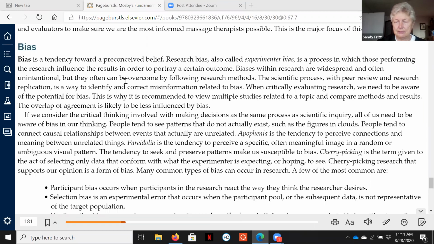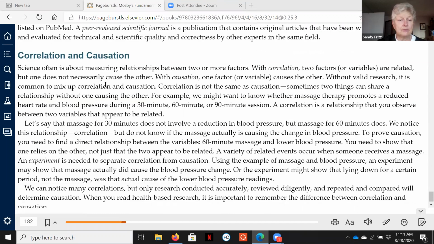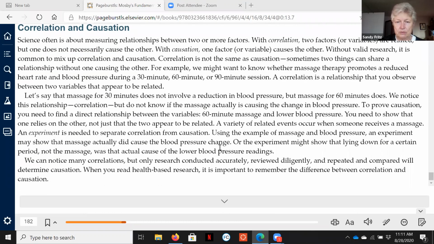Everybody biases things, and so the scientific method in and of itself is a way to minimize the influence of bias. There are lots of different kinds of biases and ways it influences our decision making. You might want to do a search on bias and see what all of those different ones are. Here's correlation and causation again, and it really can interfere with our understanding of what really is making a difference. So we don't want to fall into that trap.